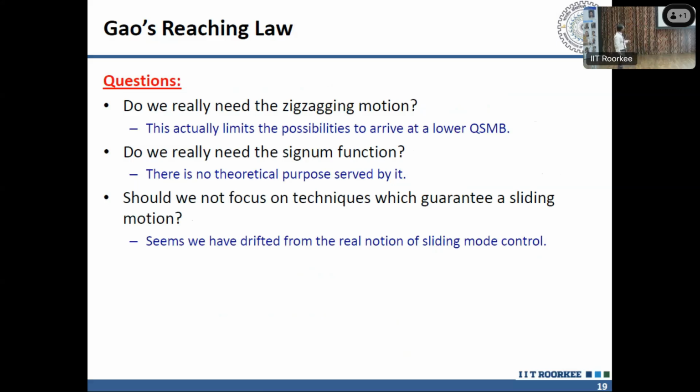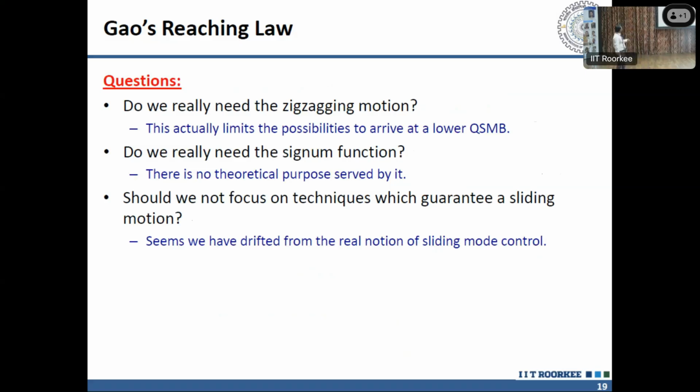Do we really need the signum function? Some other researchers question this. Do we really need the signum function? What purpose is it serving now? In continuous time, we understand the signum function has a purpose to serve. But here, we are not able to guarantee the sliding on the surface in any case. So what is the purpose the signum function is serving?